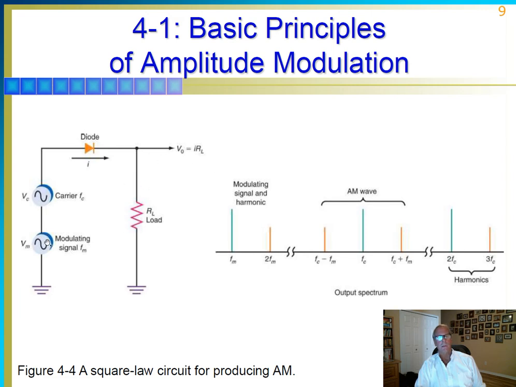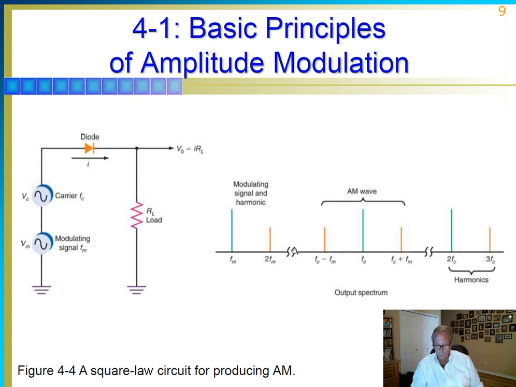So we have the carrier and the modulating signal summed together. They're in series, kind of like a couple of D batteries in a flashlight, essentially. It goes through the diode, creates your AM wave. Terrific, very simple, right? Except that all this other junk happens.